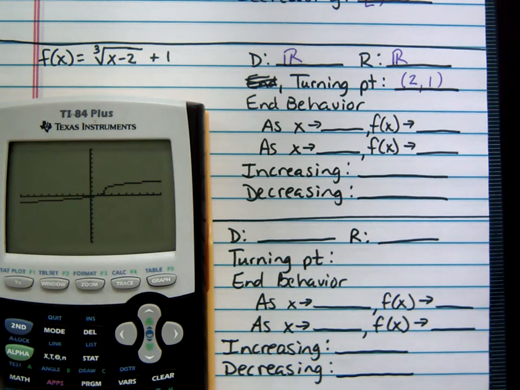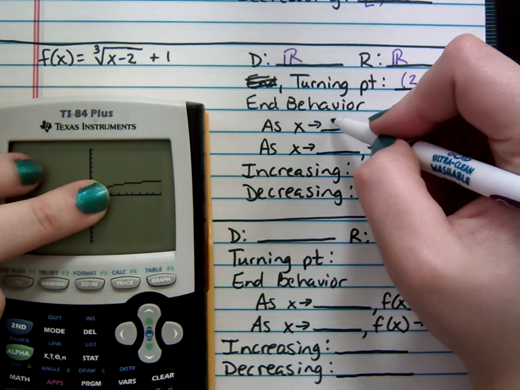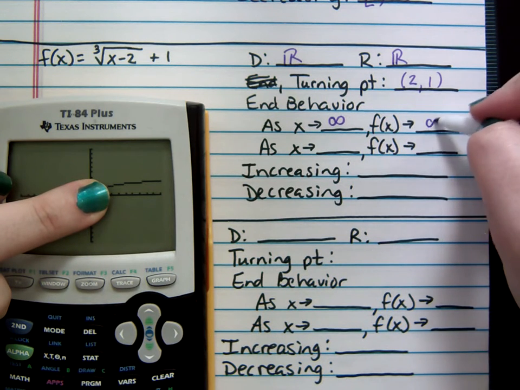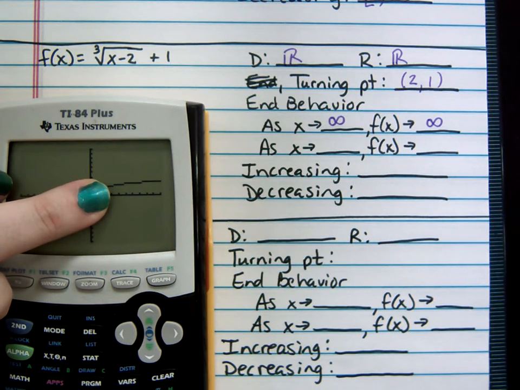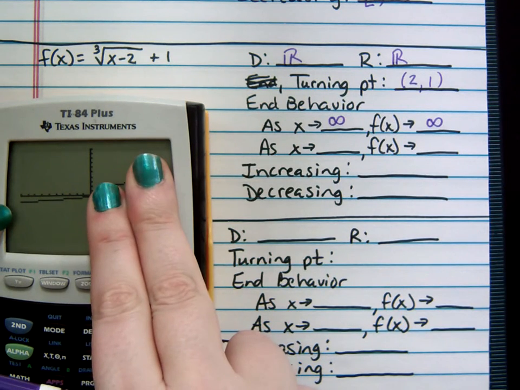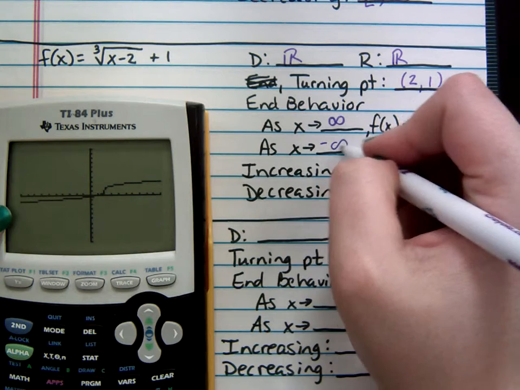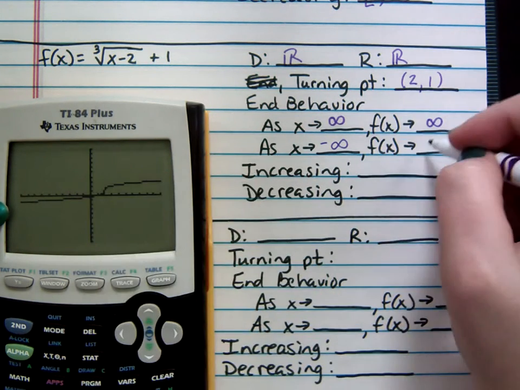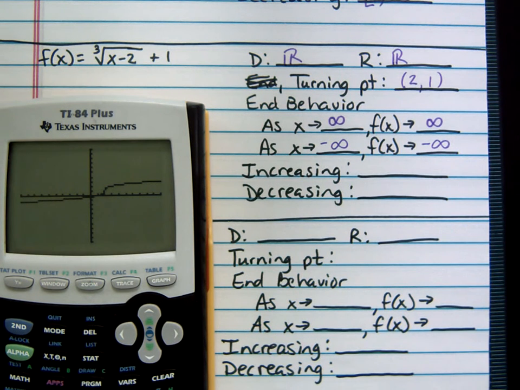For my end behavior, well, as it goes right forever, that's positive infinity. It's also going up on that side, up forever, that's positive infinity. On this side, it's going left forever, left on the x-axis is negative infinity. And then going down forever, well, down is negative. So it's going forever down, negative infinity.